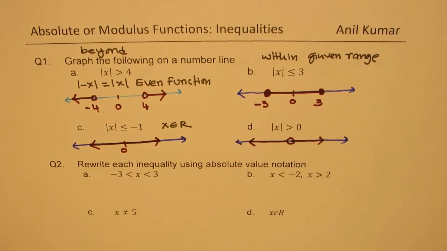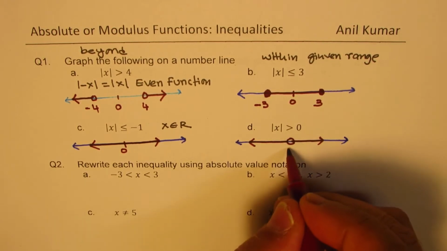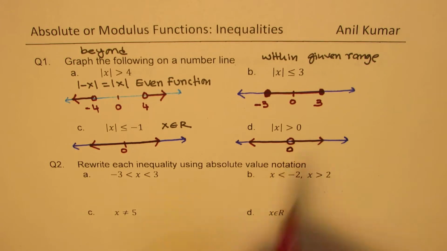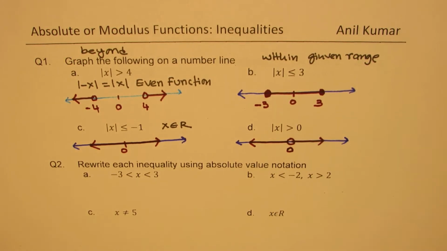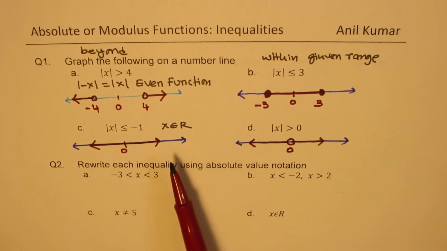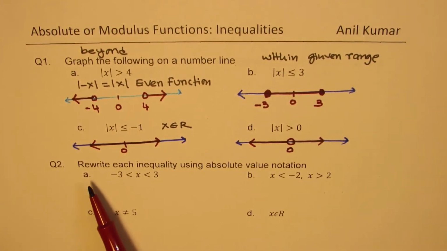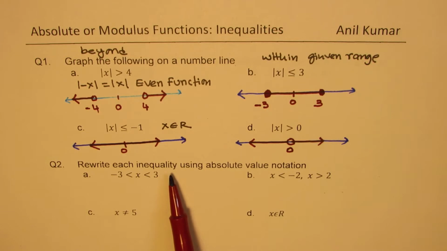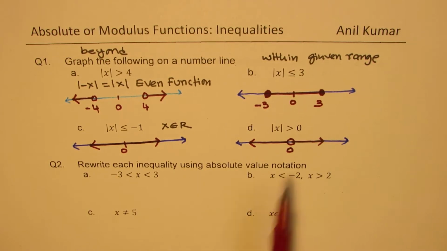Right? So I hope that makes sense, correct? So this point here, which is 0, is not included in your solution set, but everything else on a number line is included. Clear? Now question number 2 is kind of similar, but the other way. We are saying rewrite each inequality using absolute value notation.